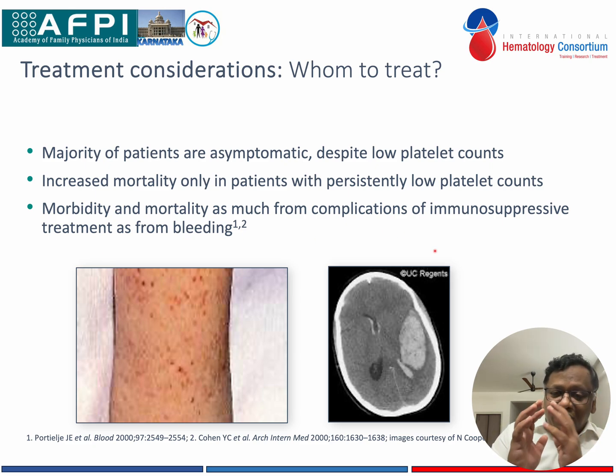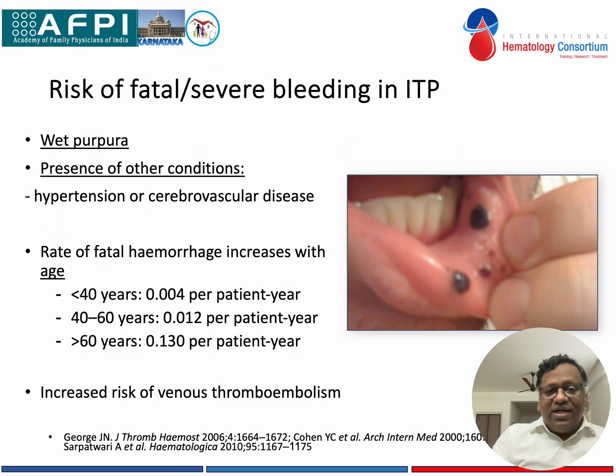These patients who have mucosal bleeding can bleed in the brain. They can have sudden intracranial bleed. So if the platelet counts are not very low for very long, and if there are no mucosal bleeds, then these are patients who have a very low risk of life-threatening bleeding like intracranial bleeding. So these are the wet purpura, mucosal bleeds, what I told you. If somebody has this, that's bad. And of course, age is also critical, because as age increases, the risk of bleeding increases.